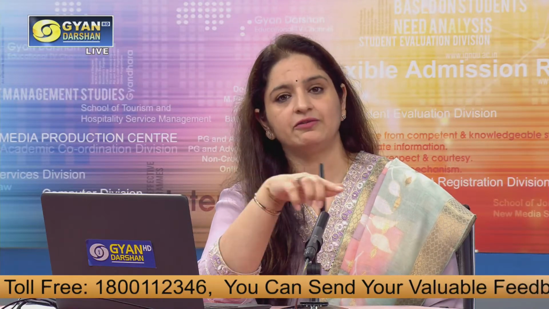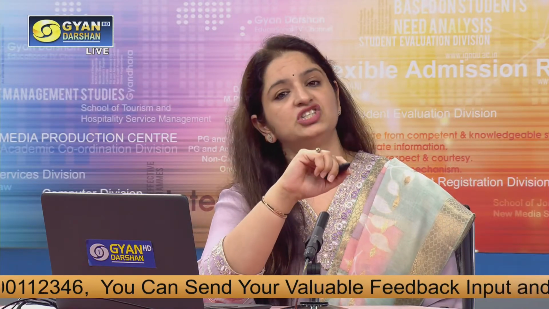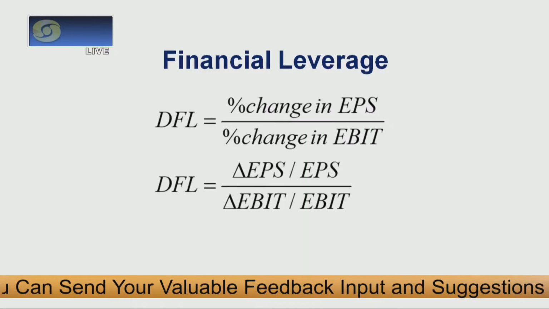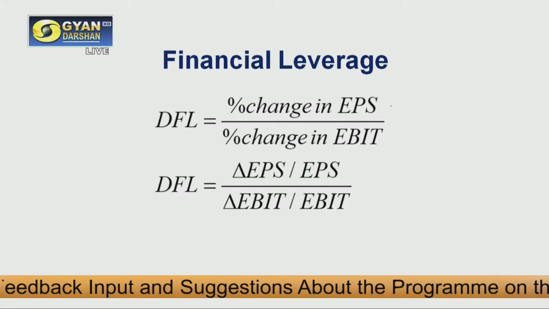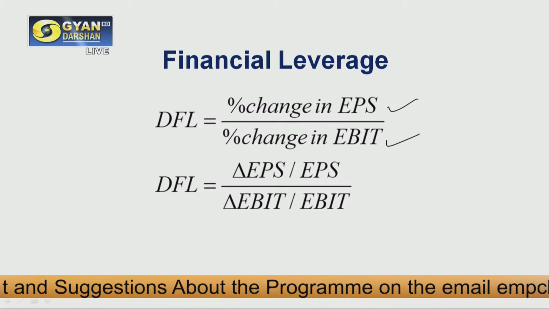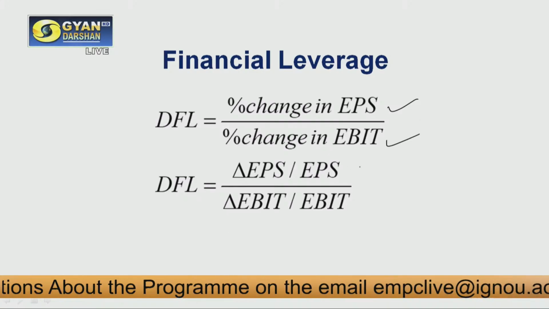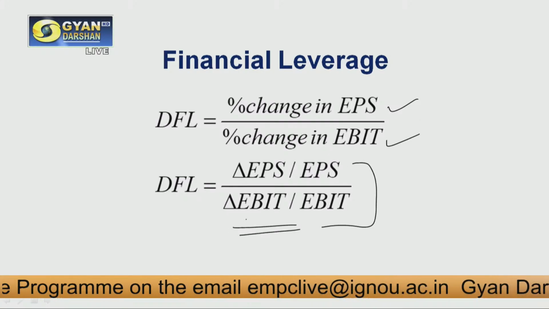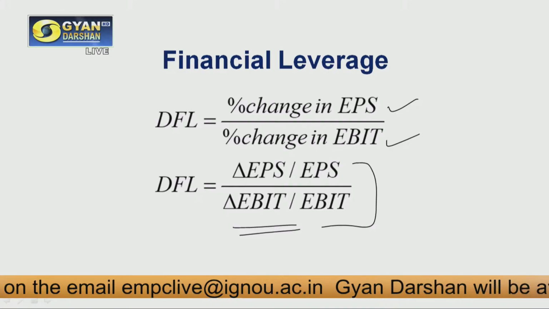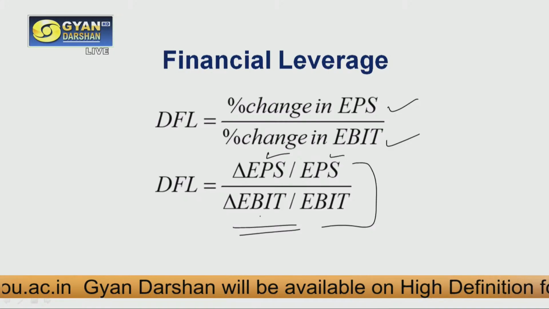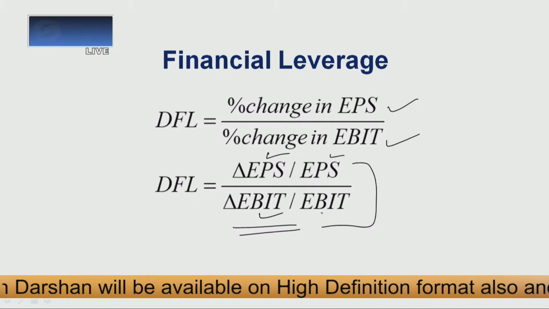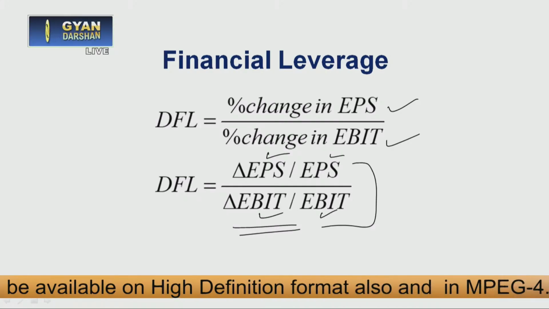For the formula of degree of financial leverage, using our variables, it will be percentage change in EPS divided by percentage change in EBIT. In this case, sales and EBIT are replaced by EPS and EBIT. This may also be represented like this. It is absolutely similar to what we learned about operating leverage, with a change in variables. So change in EPS divided by EPS, whole amount divided by change in EBIT divided by EBIT.